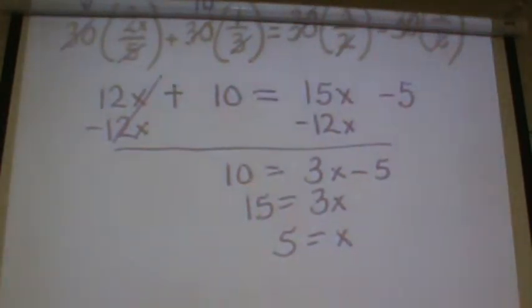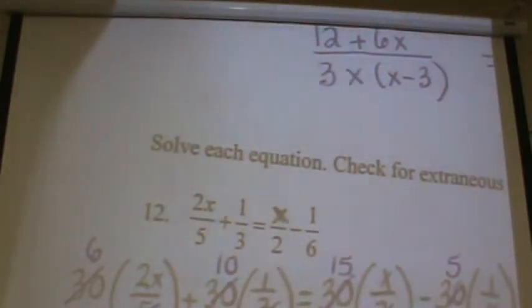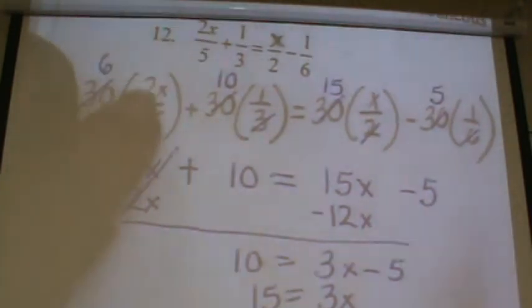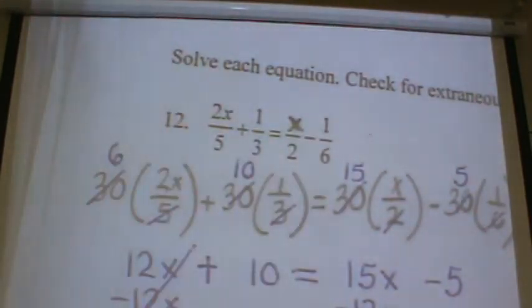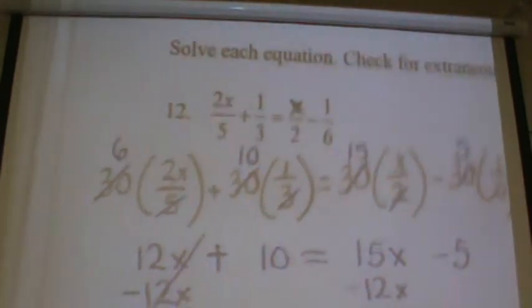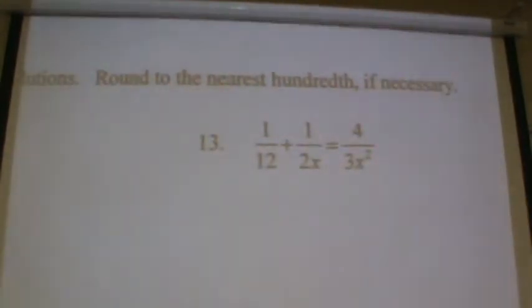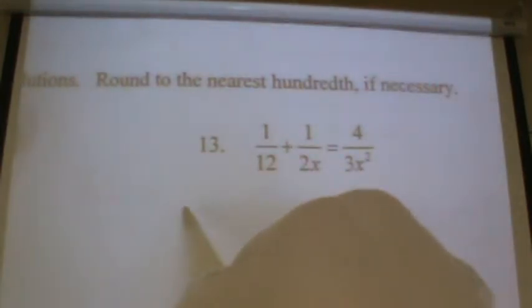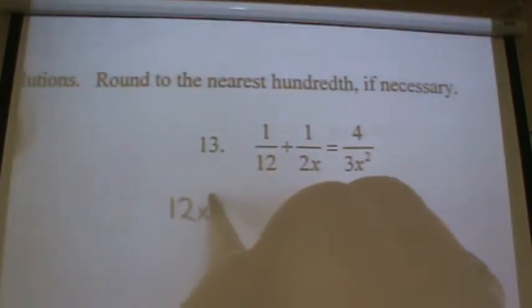Now, how could I get this problem absolutely, positively correct? You could plug 5 in, plug and chug, and see that the left and the right side match. I'm not gonna do it, but you can do that. Number 13, what's the common denominator? What is the smallest number that 3x squared, 2x, and x 12 will go into? 12x squared. Yep.